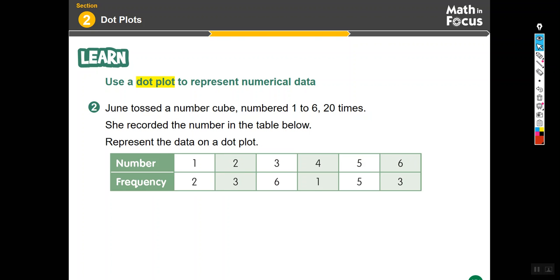So represent this data on a dot plot. So here you can see the number of times that she rolled the 1 in 20. If we added up this frequency, this adds up to 20. Okay, so of her 20 rolls, 2 times she rolled a 1, 3 times she rolled 2, 6 times a 3, once a 4, 5 times a 5, and 3 times a 6. Okay, I'm going to go forward, see if they do the dot plot for us.